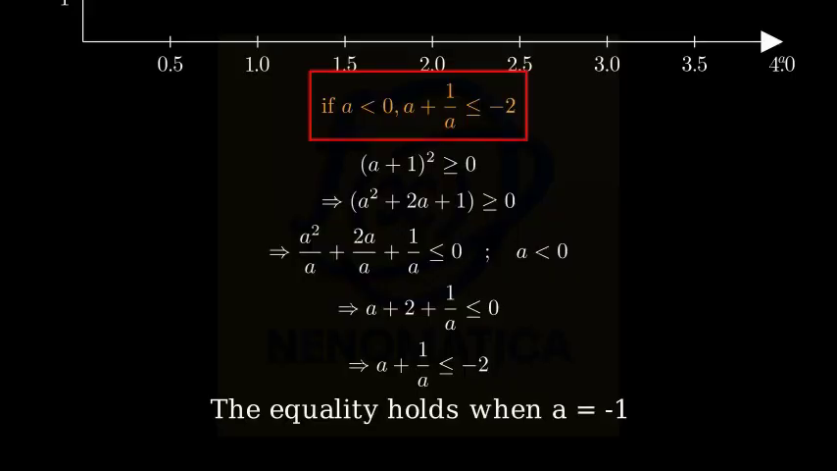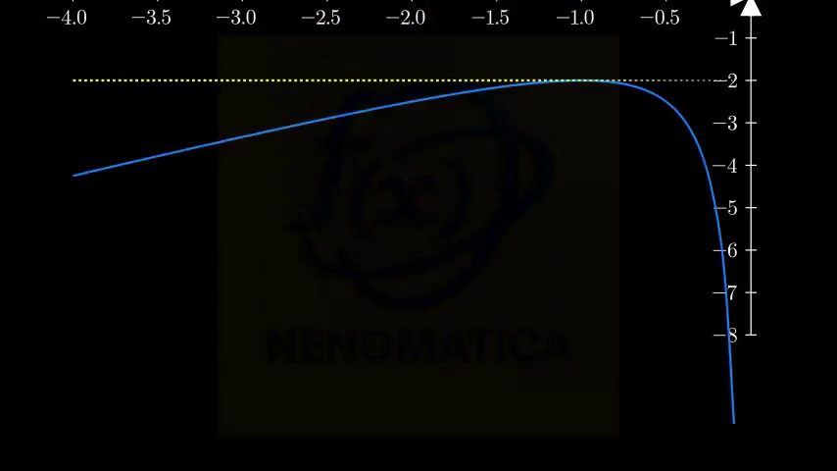Let's visualize the second inequality with another graph. We'll plot the function f(a) equals a plus 1 over a for values of a less than 0. Notice that the function reaches its maximum value of negative 2 when a equals negative 1, and as it moves away from negative 1, the function value decreases. This confirms our theorem. a plus 1 over a is always less than or equal to negative 2 when a is less than 0, with equality when a equals negative 1.